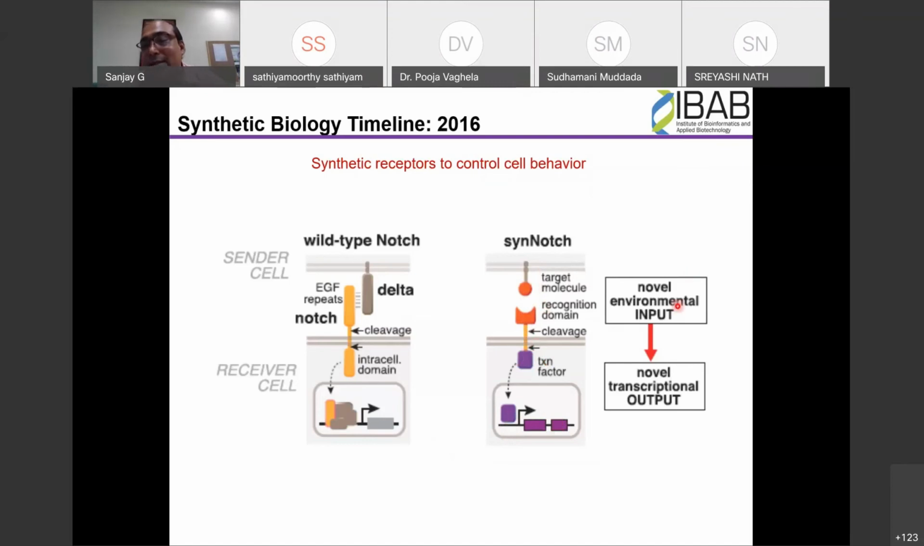So that means you can design cells which will have a new environmental input, because you can change this, and based on this you have to engineer that, and you will have a novel transcription output. These genes will be switched on based on this transcription factor, which is active only when it sees this interaction. In absence of this interaction, the transcription factor is in the membrane, it is not active. The moment this interaction happens, there is a cleavage, and then it can go to the nucleus. So this is very simple, very straightforward, and is now being used for clinical purposes.